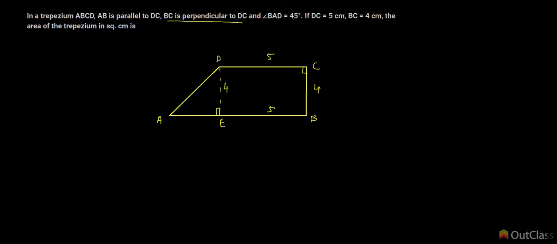Now notice that angle BAD is given as 45. You have a 45, you have a 90. By angle sum property, you'll have a 45 here as well. Now we have an isosceles right triangle, which means AE is also going to be 4. That's all you need. The rectangle is 4 into 5, 20. The isosceles right triangle is half into 4 into 4, which is going to become 8. Those are the areas. You add them up, you get 28 square centimeter.